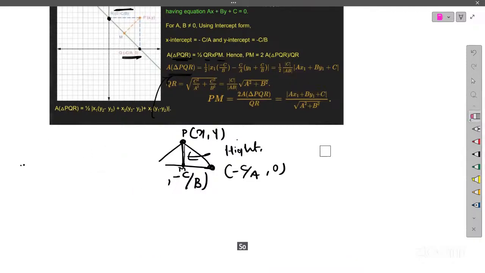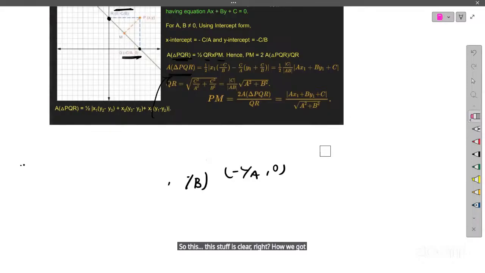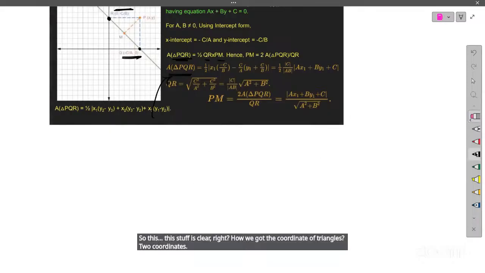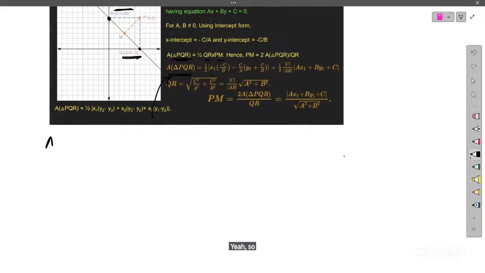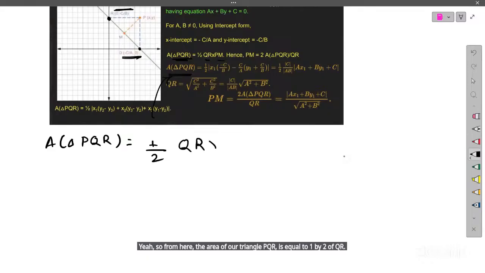So this stuff is clear, right? How we got the coordinates of the triangle's two points. Yes. So from here, the area of triangle PQR is equal to 1 by 2 of QR multiplied by PM, and PM is the thing we need to find out. So from this formula, you can substitute the value and get the value of PM.